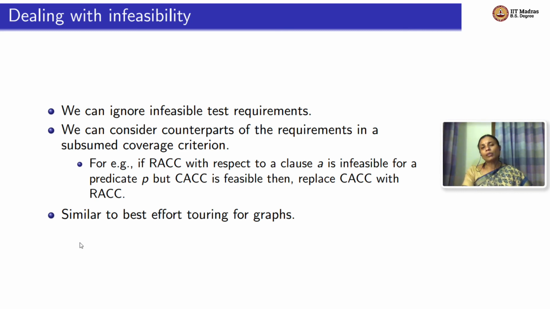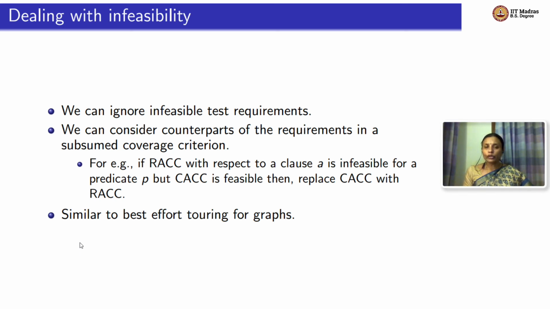This is similar to trying to do best effort touring with side trips or detours in graph based testing that we saw in earlier weeks. So, I hope this small example has helped you to understand how infeasible test requirements can occur, because there could be additional requirements which we have to meet and one could contradict the other. And while dealing with infeasibility, we try to substitute one criteria for the other.